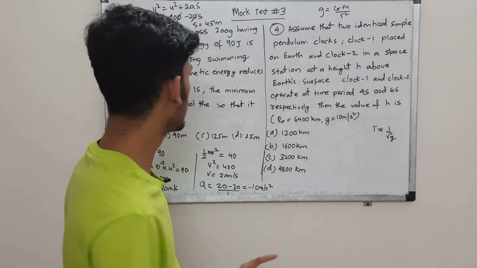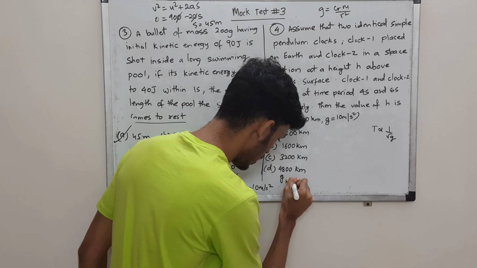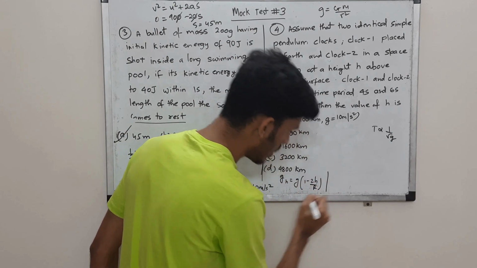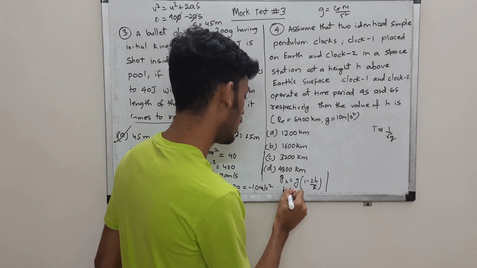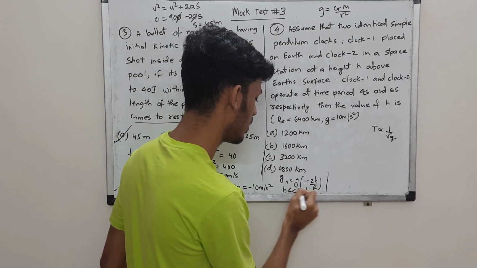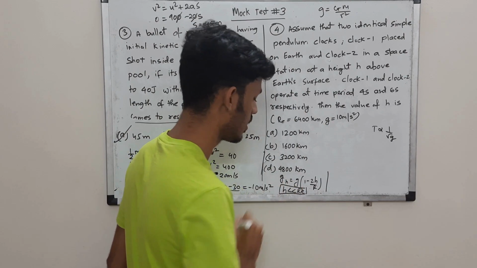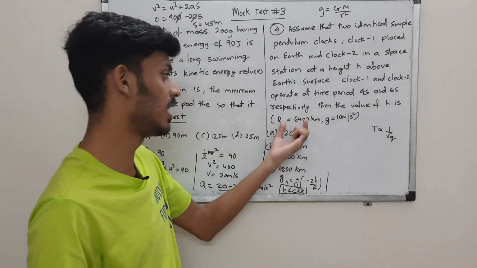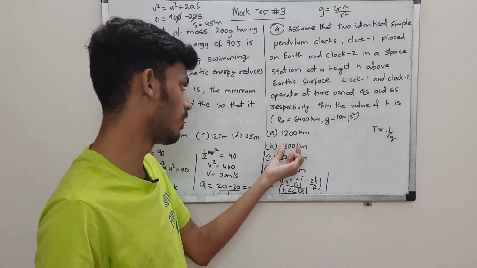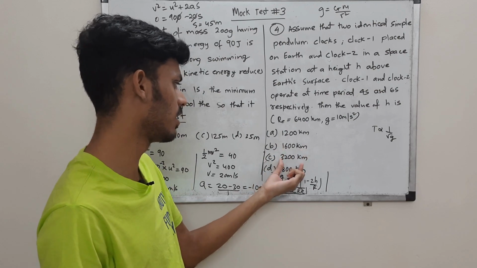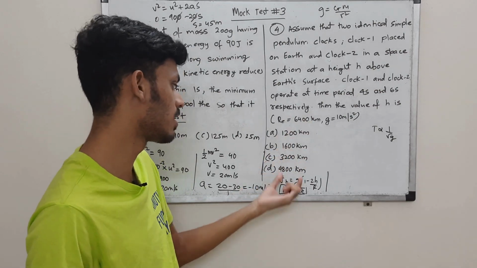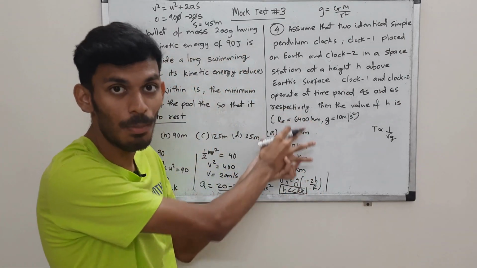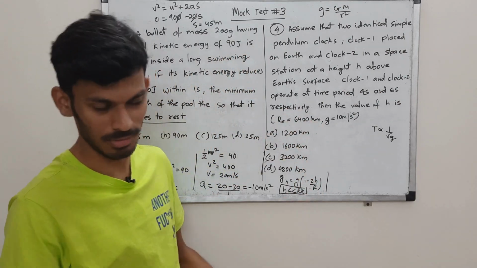Mind you, you cannot use the relation gh is equal to g into 1 minus 2h by r. This is a relation which is only valid for h which is very much lesser than the radius of Earth. Whereas if you see the values of h over here, these are pretty much comparable to the radius. This is 1/4 of this. This is also some factor. This is half of this, and this is also 3/4, I guess. So these heights are comparable to the radius, so you cannot use this formula.